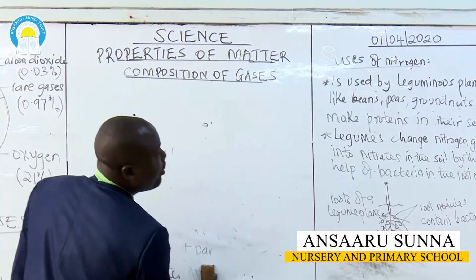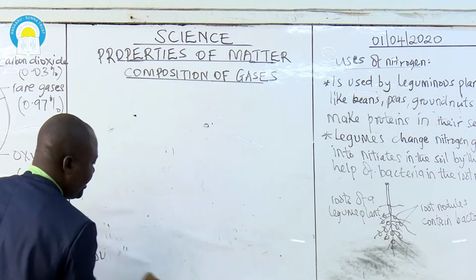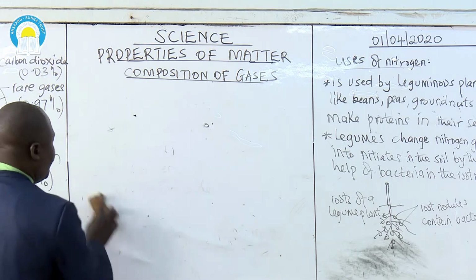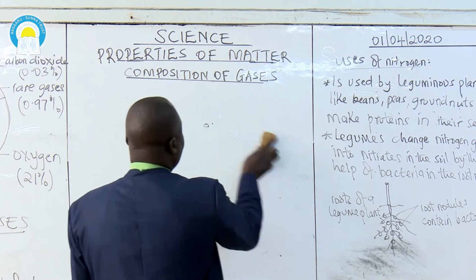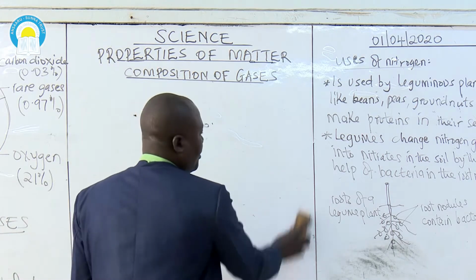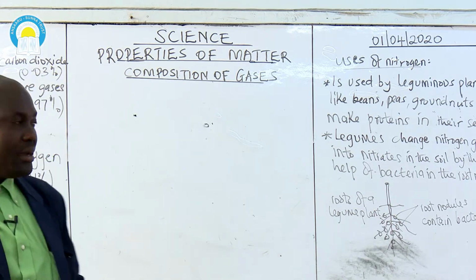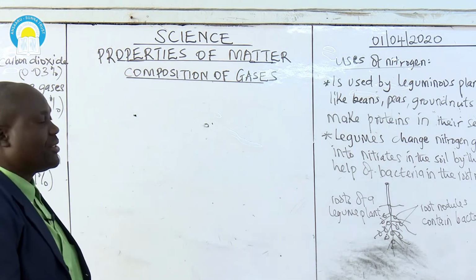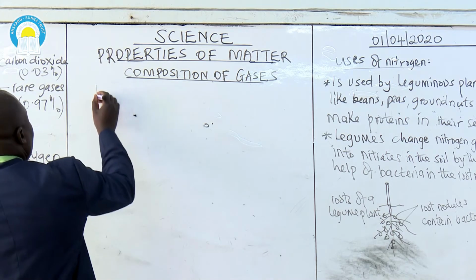This question about nitrogen was brought in KCPE 2013, which asked about various uses of gases, and in particular they wanted which one is used by legumes to make protein in the seeds. So let us come to number B, oxygen.